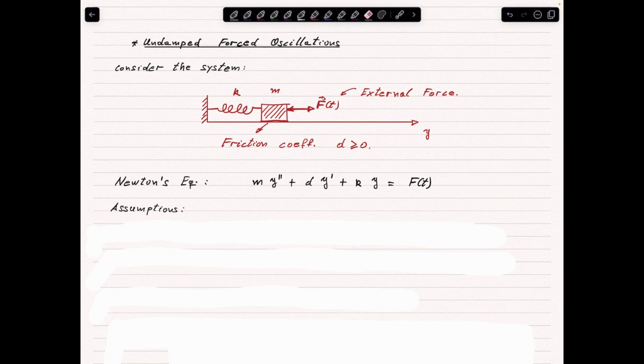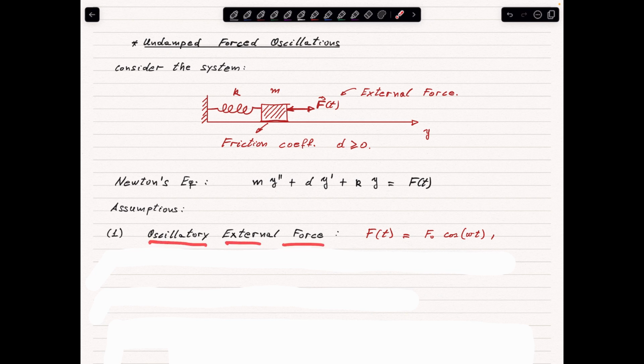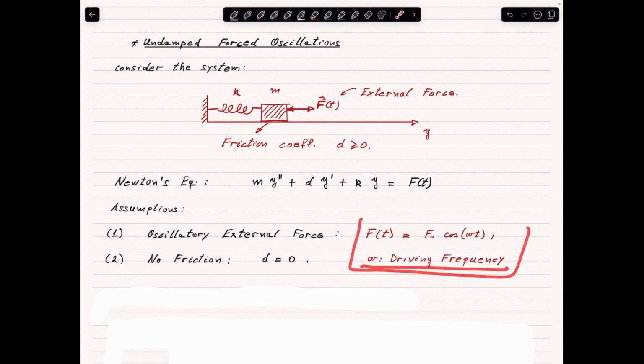The first assumption is what we said before. We are going to study oscillations. The force is going to be an oscillatory force, which means this force is of the form some constant, some amplitude, times a cosine of omega t. This omega is an important parameter. This is the frequency of the force. It has a name, it's called the driving frequency.